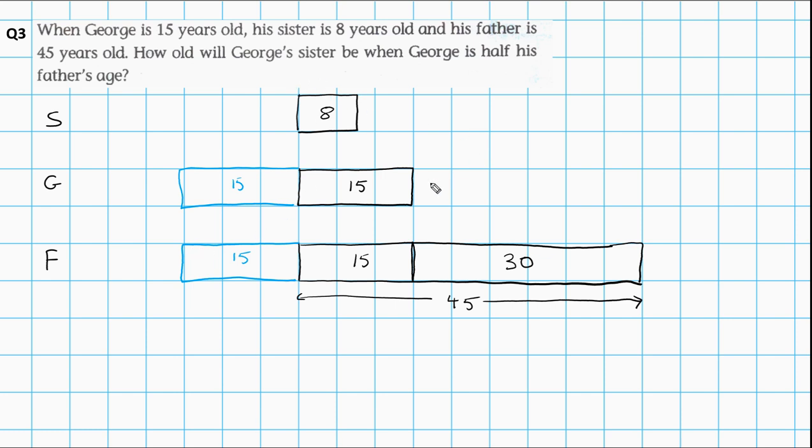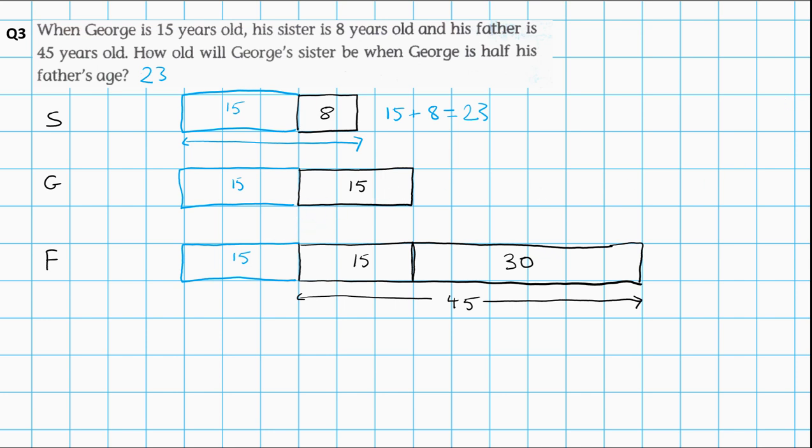So that's one way we could do it. And because we've added 15 here and 15 here, we're going to add 15 here. The reason we've done that is because this is the question that we're asked: how old will George's sister be when George is half his father's age? And that is this part here. 15 add 8, which is 23. So that is our answer. Now, this actually is really quite a tricky bar model, I think. And I think you'd have to have a fair bit of experience before you thought to draw something like this.